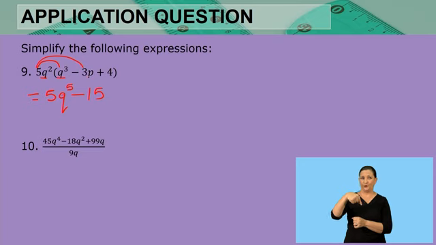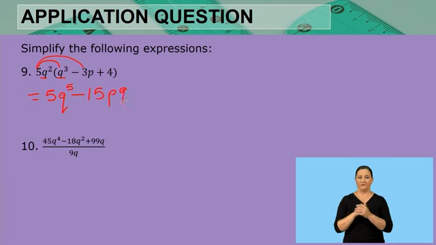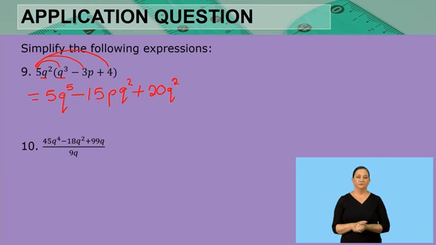Then p multiplied by q. Because there are none that have the same base, we are just going to write them as they are, and that is pq squared. And then we have, so we are adding here, we have the 5 multiplied by the 4, that is a 20, and then there are no variables there, so it will remain 20q squared.